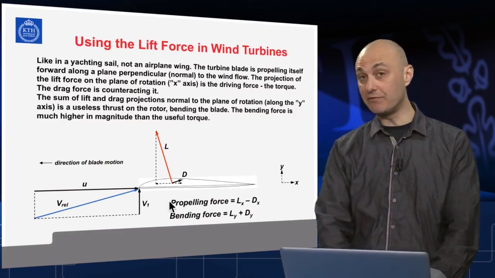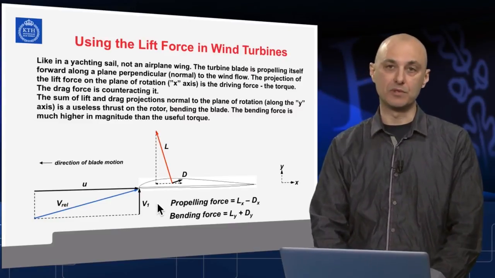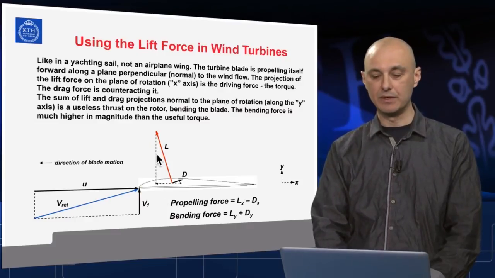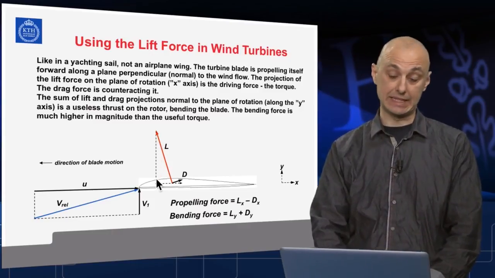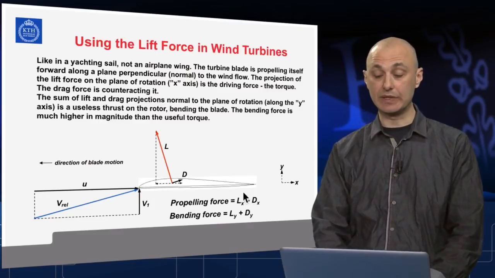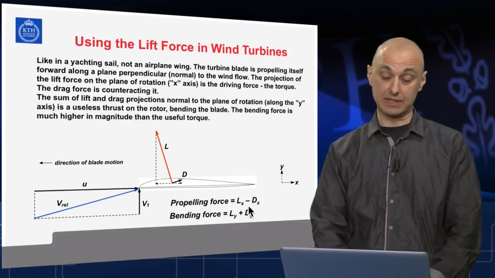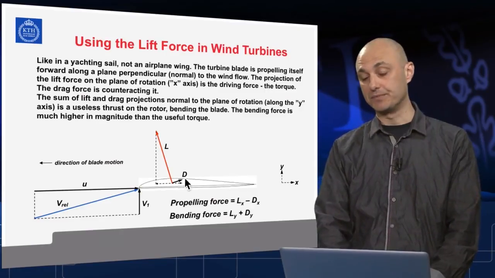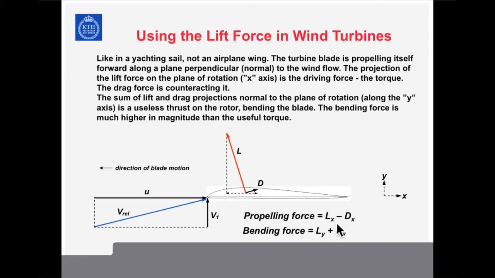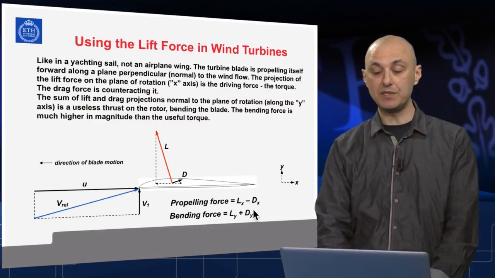The propelling force, the actual force that extracts power from the wind, would be represented by the projection of the forces on the vertical axis, the y-axis. It is unfortunately the difference between the projections on the x-axis of the lift and drag. The drag is a stopping force, while the thrust force is useless, simply bending the blade, and the machine should withstand it somehow. It is the summation of the lift and drag.